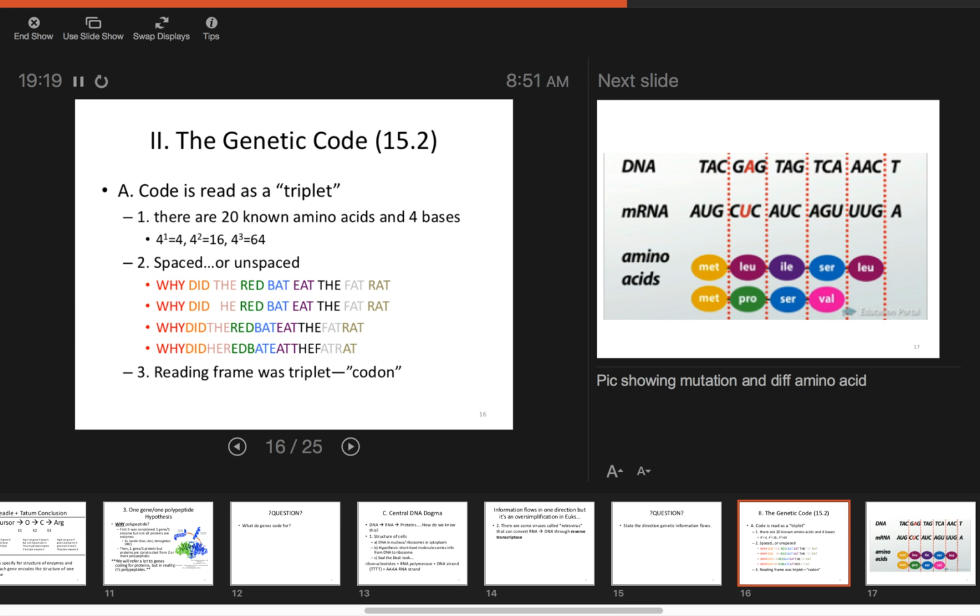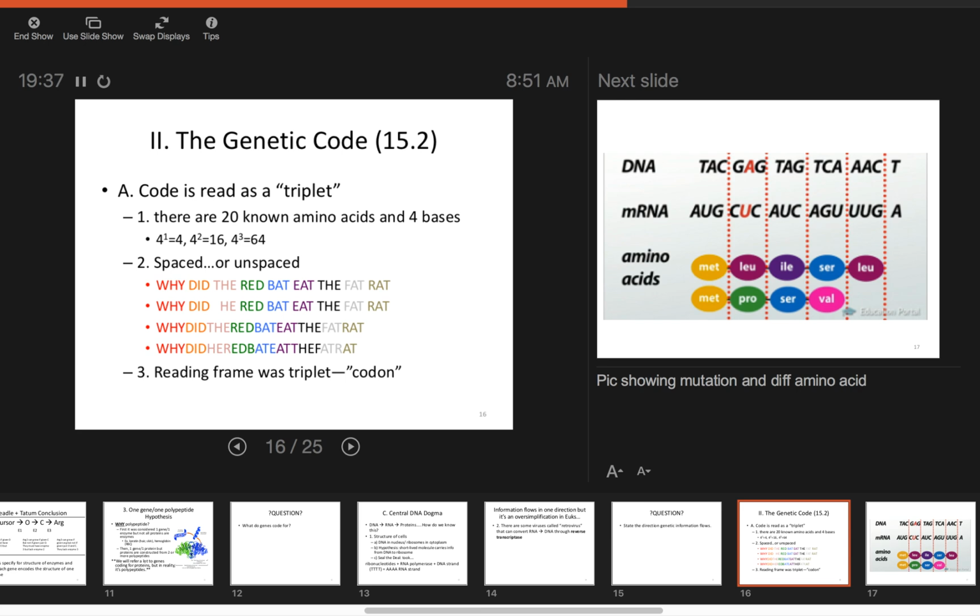Next question: is this triplet code spaced or unspaced? So I have this made-up sentence: Why did the red bat eat the fat rat? And so I grouped it into 3. So this is a triplet code, if you will. Pretend that these are nucleotides.